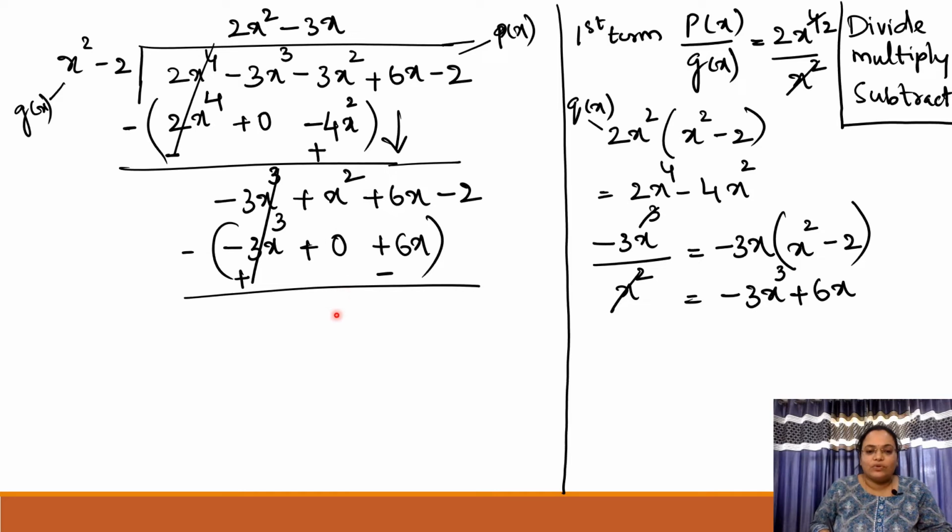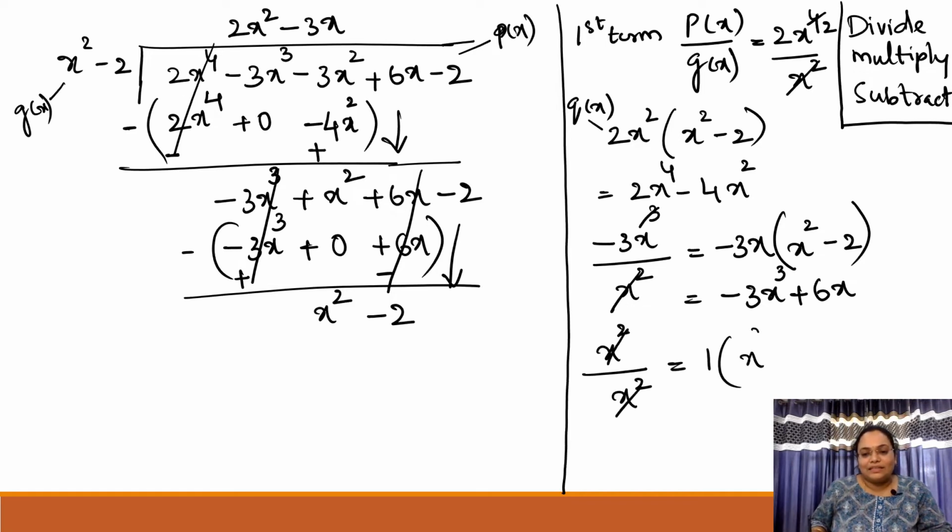This term will be same, x square plus 0 is x square. And 6x minus 6x will get cancelled. So minus 2, I will get it down. That will be x square minus 2. Now again we will take the first term of p of x, that is x square, divided with the first term of g of x. You will get 1 and multiply it with x square minus 2. This is x square minus 2 only. This one will be your q of x, right? So plus 1 here, and this is x square minus 2.